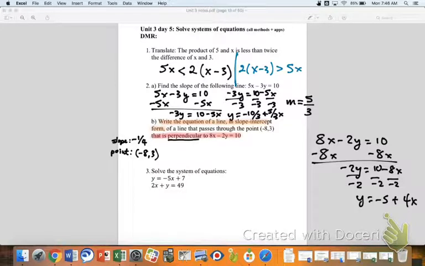Can I do something really wrong here and point out an error? I've had folks, well-meaning folks, do this. Check this out. I've had people write this: y equals negative 1/4 x. So far, so good, right? Plus 3. What is so wrong with that? Because that's not the y-intercept. How do I know that that is not the y-intercept?